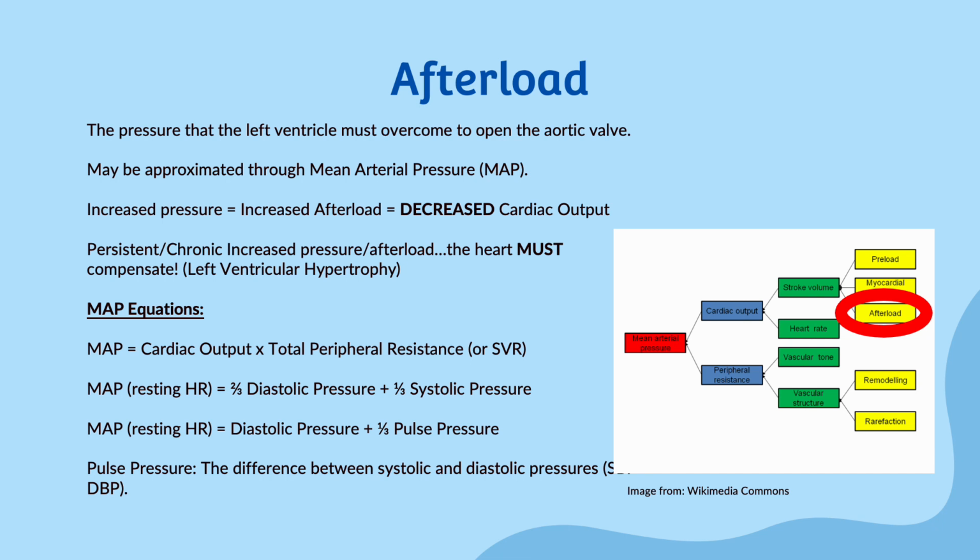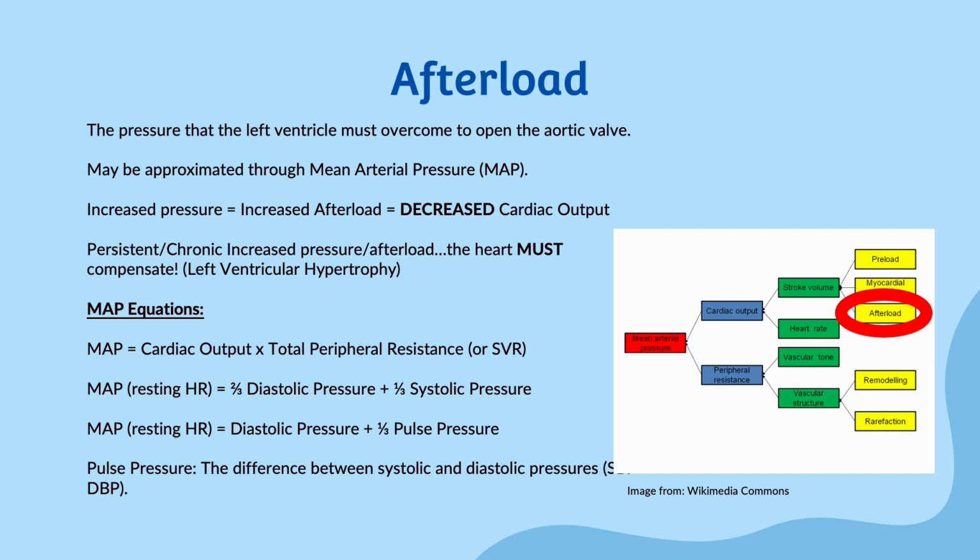Increased afterload leads to increased wall tension in the ventricles, which can cause thickening and hypertrophy of the left ventricular wall. It's important to note that thickening or hypertrophy of the left ventricular wall can make it harder in the long run for the heart to pump blood.